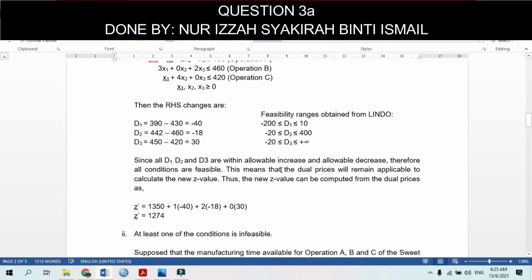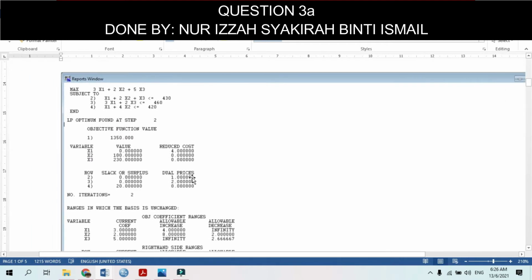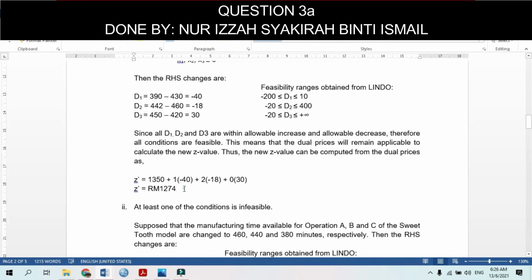This also means that the dual prices will remain applicable to calculate the new total profit or the Z value, which can be computed from the dual prices as new Z value equal to original Z value plus dual prices times its differences respectively. Dual prices here is 1, 2, and 0, which can be obtained from the Lindo solver. We substitute and calculate the value, and we get new Z as 1,274 ringgit. This means the changes of the right-hand side of the three constraints has reduced the total profit by 76 ringgit.